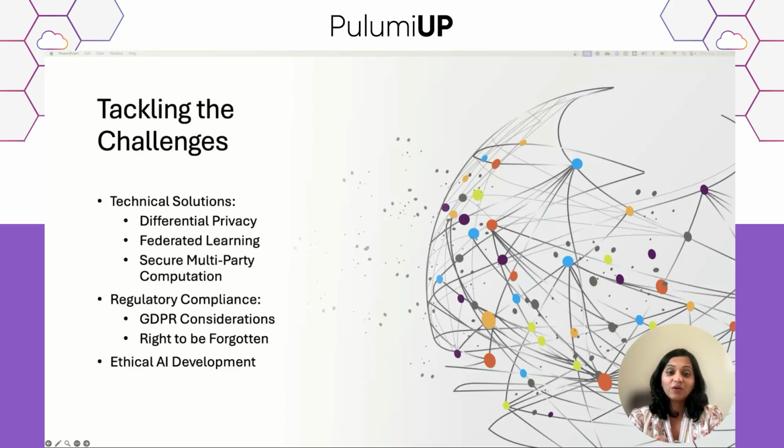It's like trying to take the egg out of a baked cake. Not easy, but we are working on it. And finally, there is a growing emphasis on ethical AI development. This means baking privacy considerations into the entire life cycle of an LLM, from data collection to model deployment. It's about creating a culture of responsible innovation.